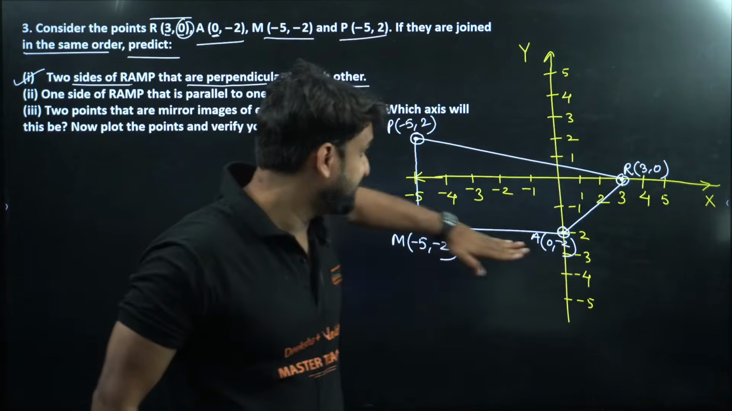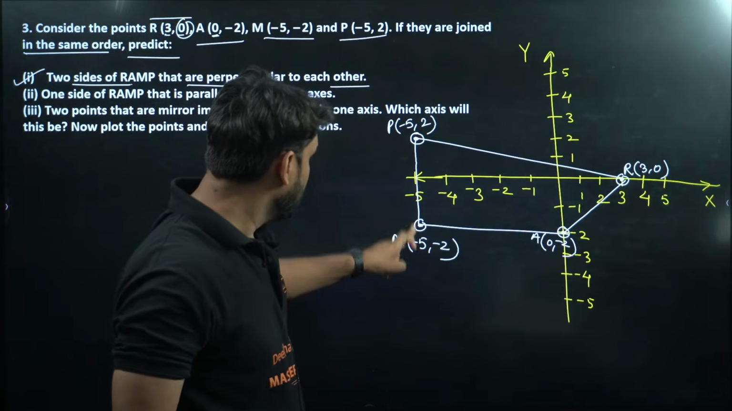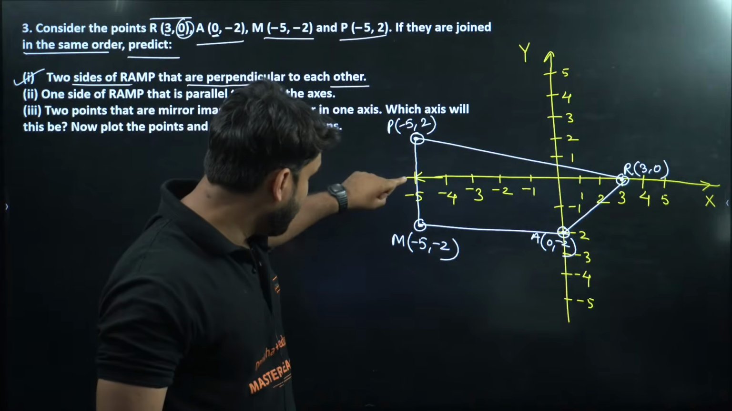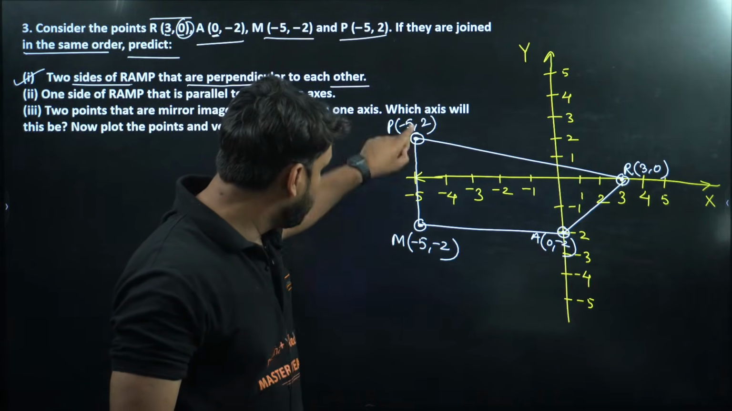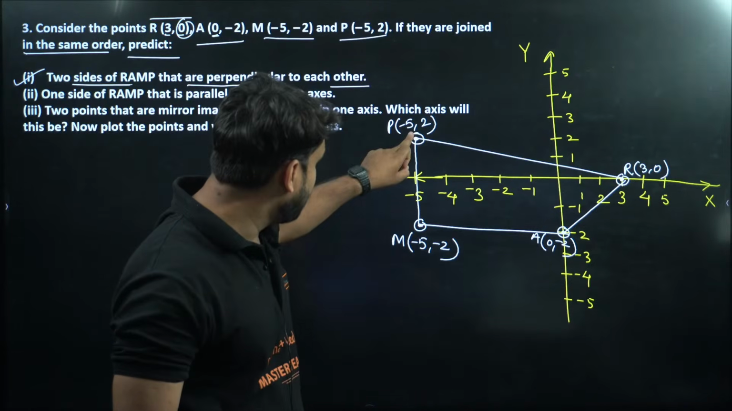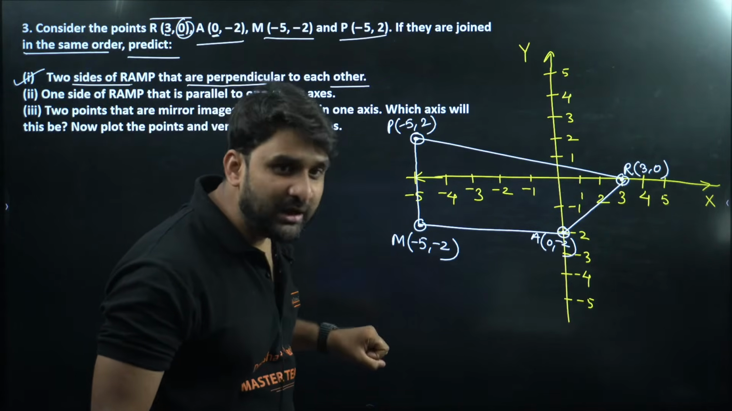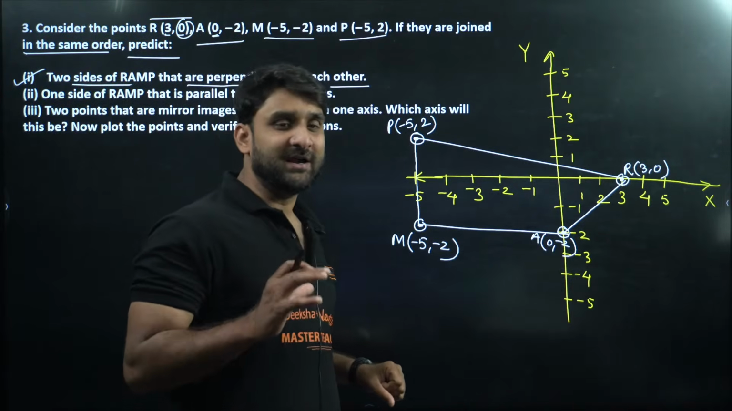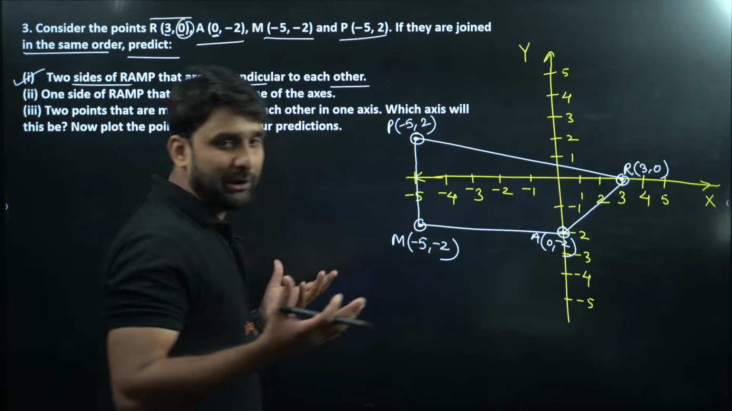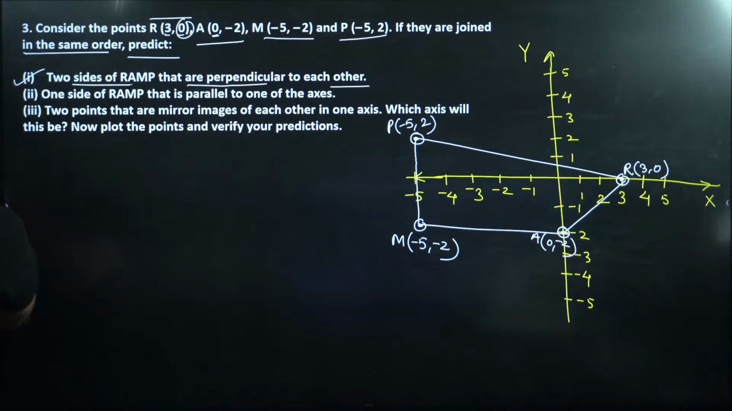So this line is a straight line. And here, the x coordinate of this point and the x coordinate of this point both are the same. So it implies that PM will also be a straight line. So this is a straight line and this is a straight line. It indicates that both will be perpendicular to each other. So the first answer we can write here.